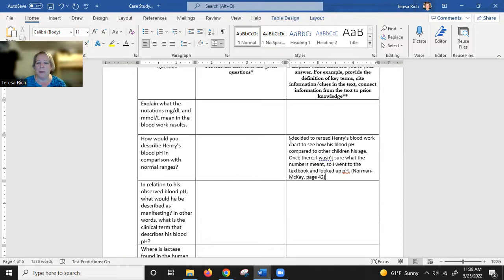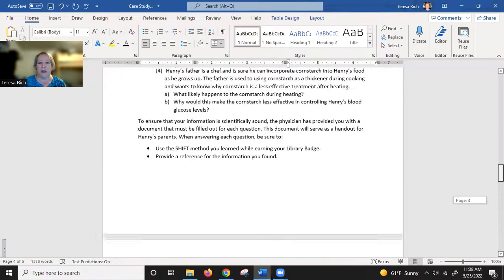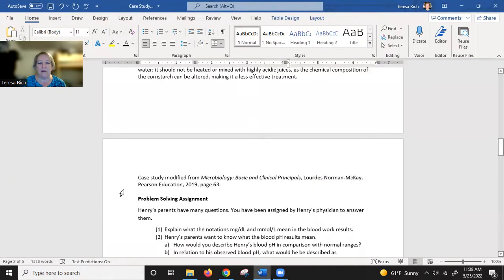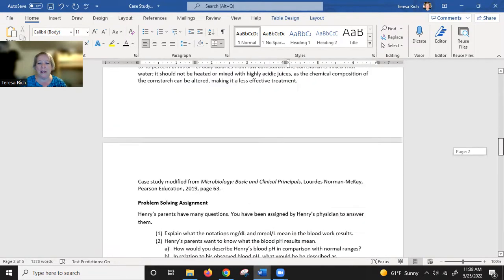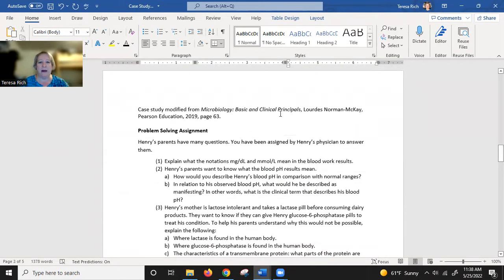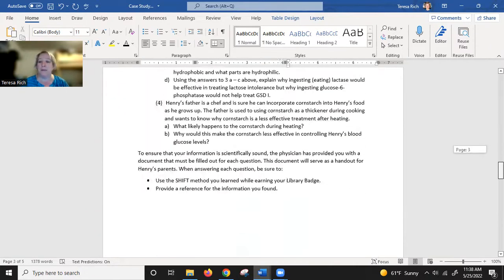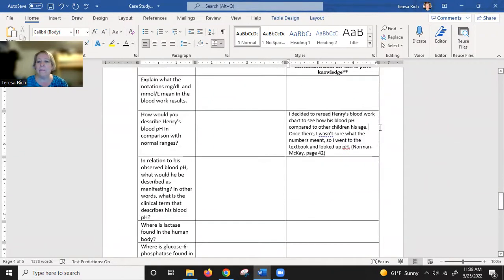Also, oh, you know what? I better do an in-text citation for his chart. So if I scroll up, I'm going to see that, oh, okay, all of the information in the case study came from the textbook, but page 63. So I'm going to go ahead and put an in-text citation there for the chart talking about his blood work.